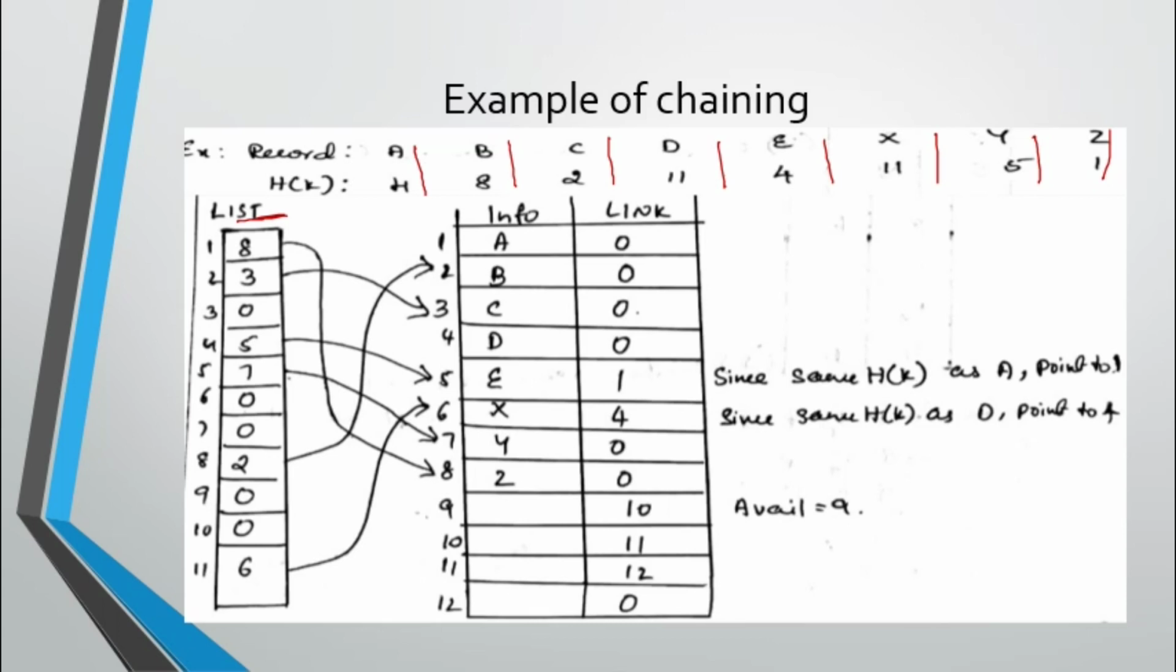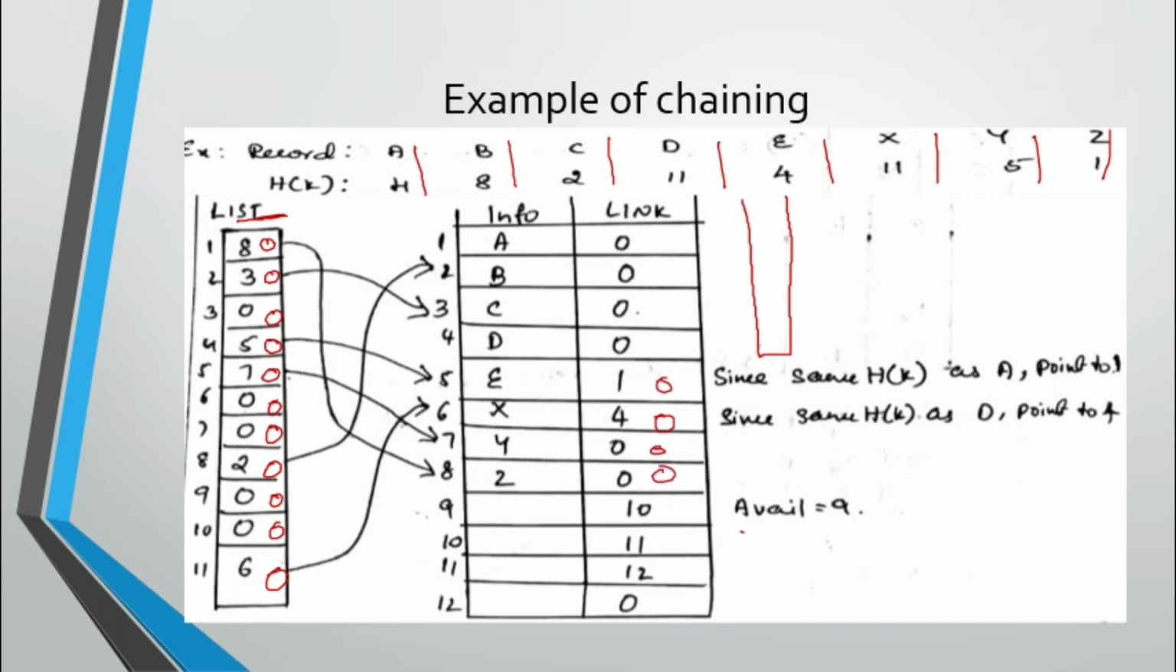Initially in our list there will be 0 entries. We'll do it here only. Initially, everything will be 0. Next, here we store the records A, B, C, D, E. This is in order, students. The information in the record A, B, C, D, E, X, Y, Z is in order. We save it. Even the link field is empty, till here it is empty.